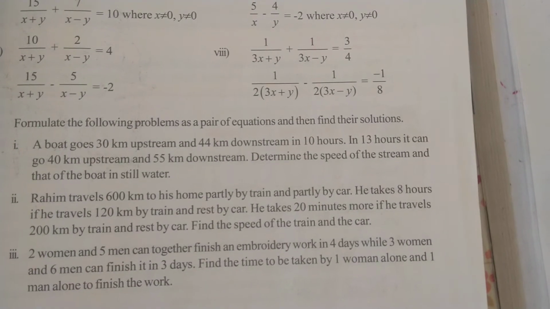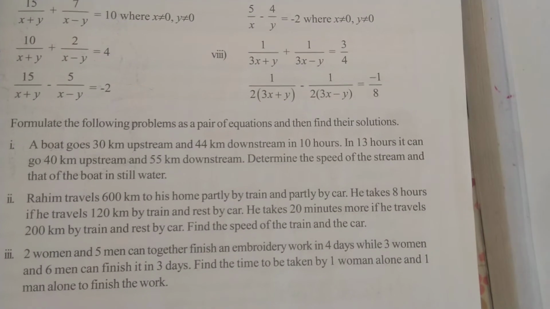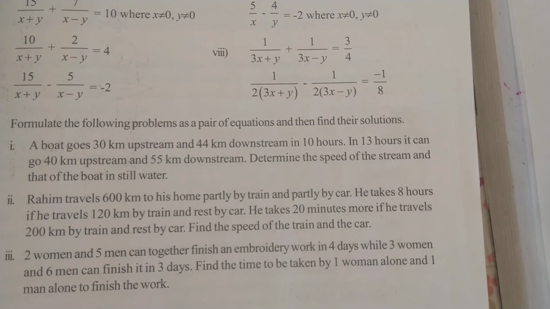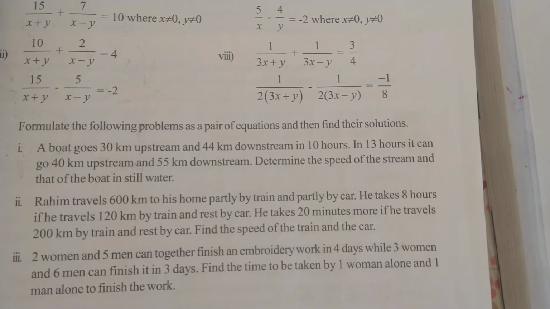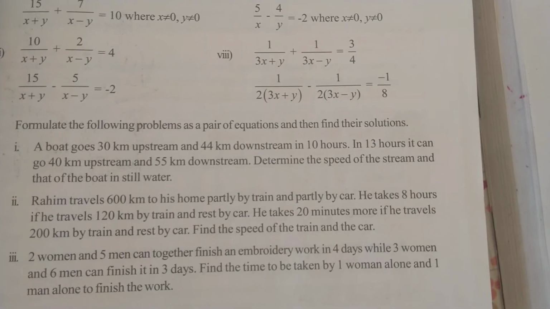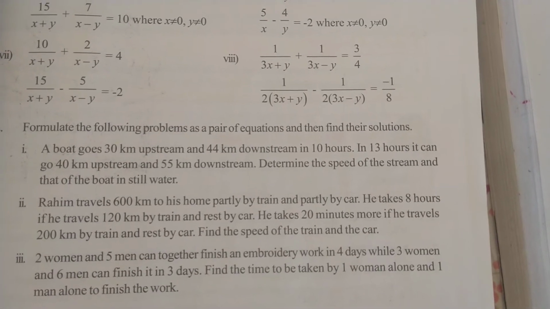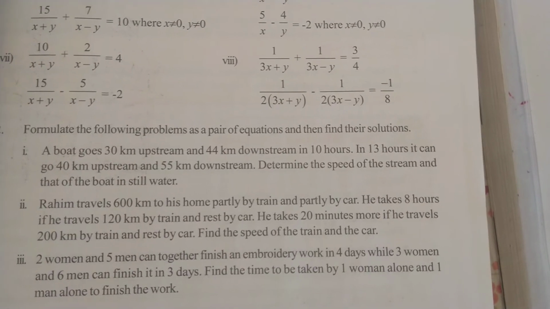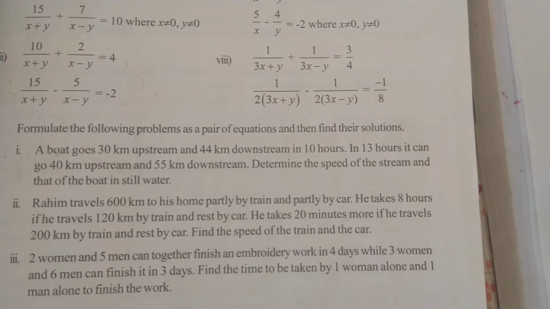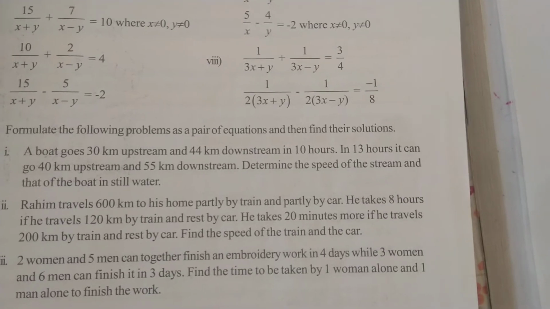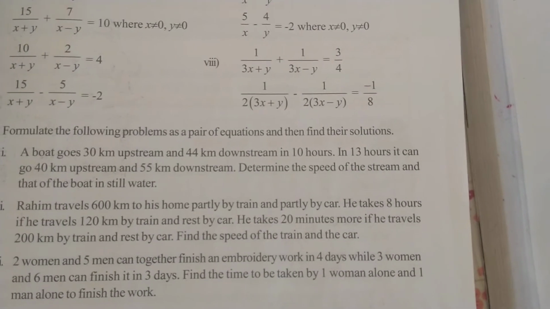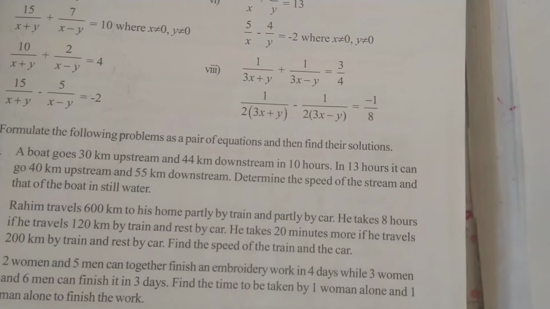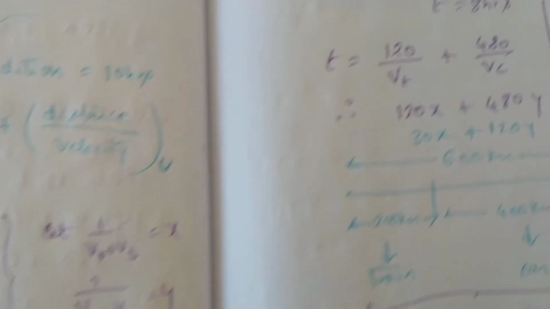He takes 20 minutes more if he travels 200 kilometers by train and the rest by car. So now what is the second condition? Out of 600, 200 kilometers by train and the remaining 400 kilometers by car. And what is the time taken here? 20 minutes more. Means already 8 hours is given, so 8 hours 20 minutes is the total time. Now let us see how to write the statements for this one.